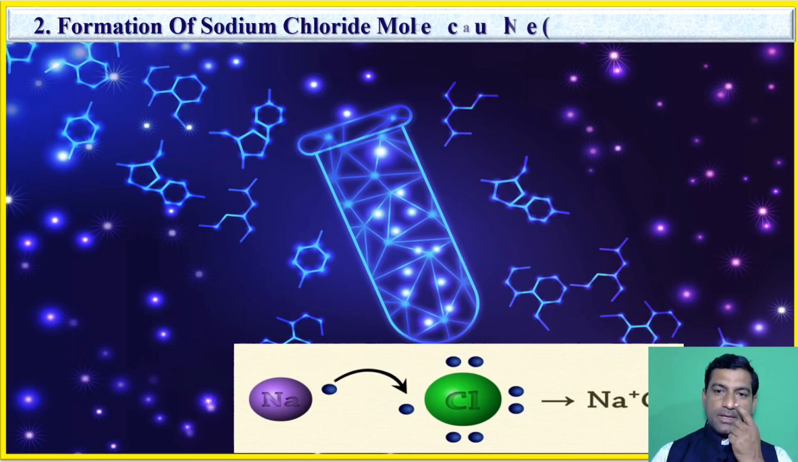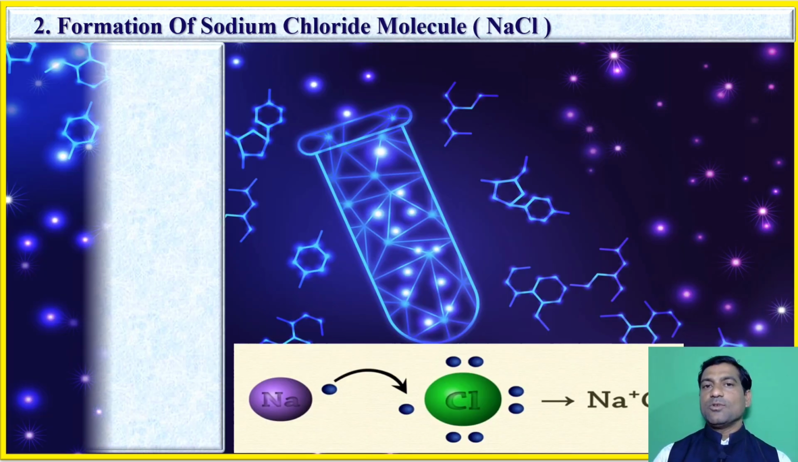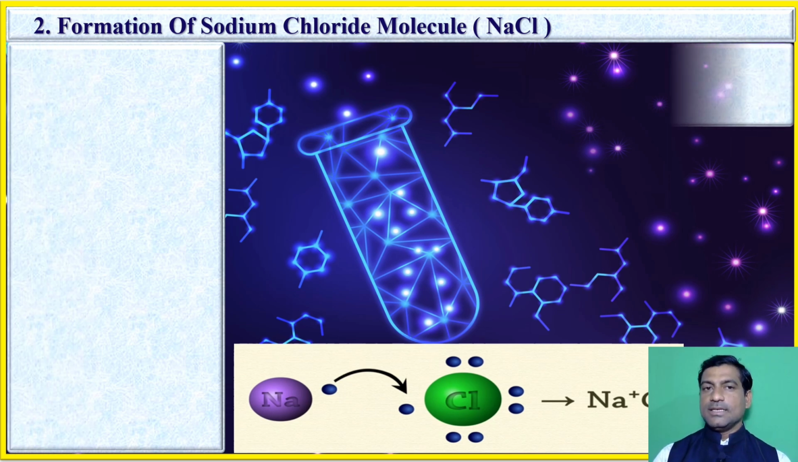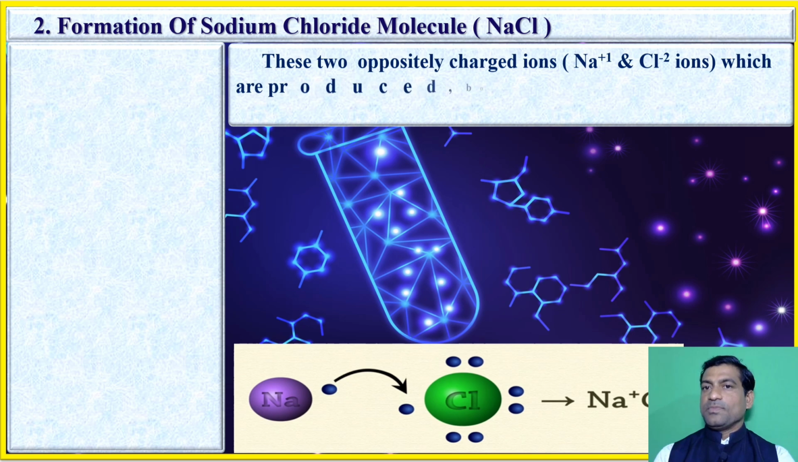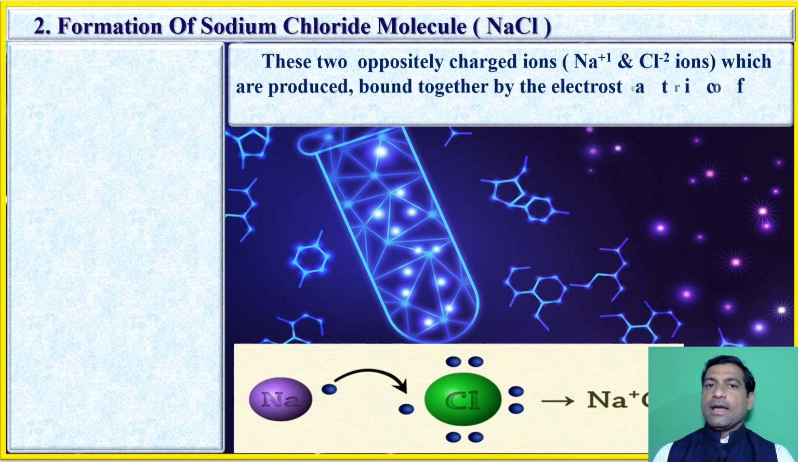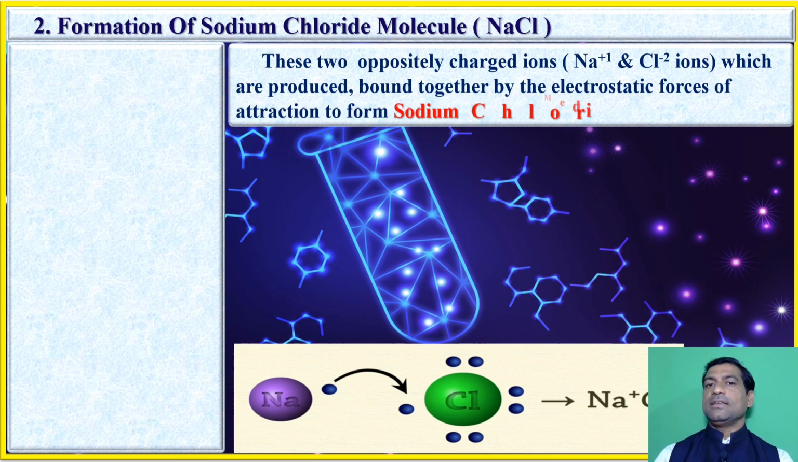Formation of sodium chloride. Sodium chloride, the molecular formula is NaCl. Two oppositely charged ions, that is the sodium and chlorine, which are produced and bound together by the electrostatic force of attraction to form sodium chloride.